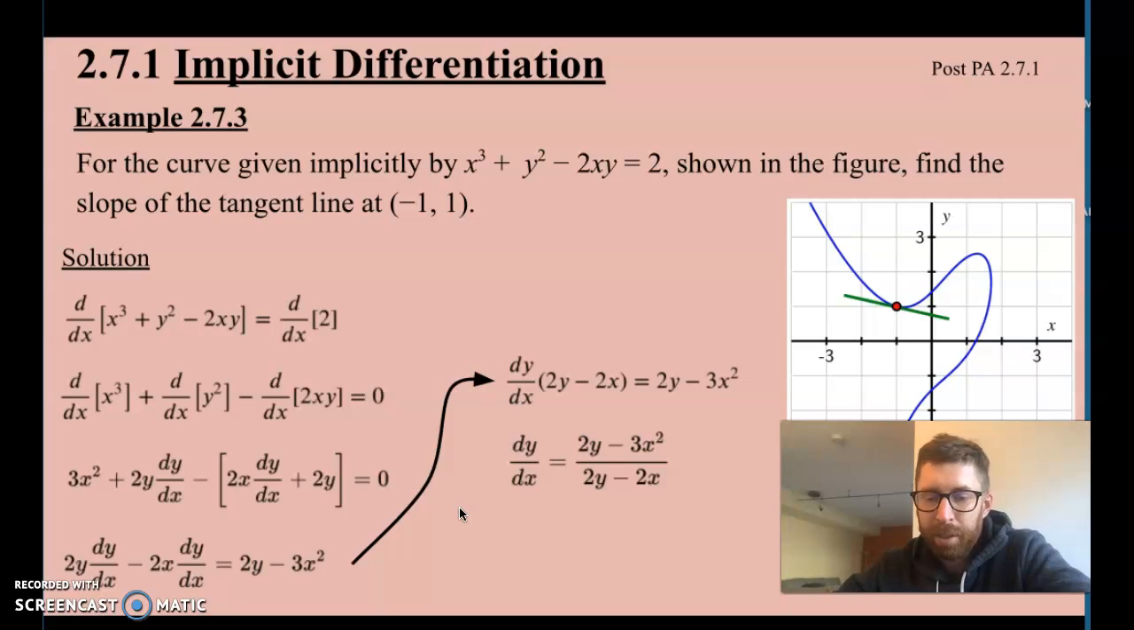So we can divide both sides by the quantity 2y minus 2x. I'm sure Mr. Pardon is not going to like that I just called the quantity 2y minus 2x a thing. But hey, you're going to have to deal with it.